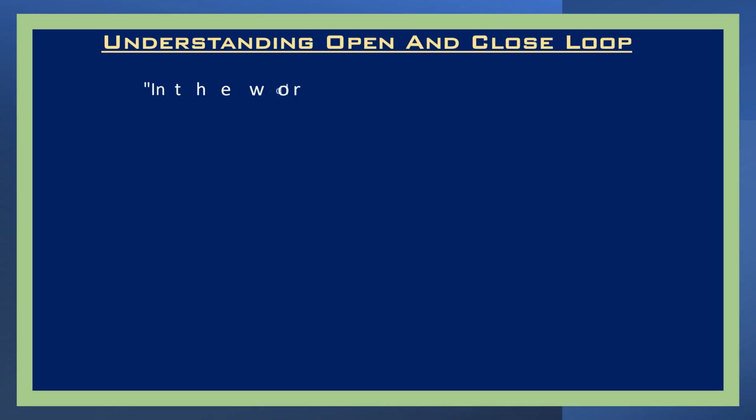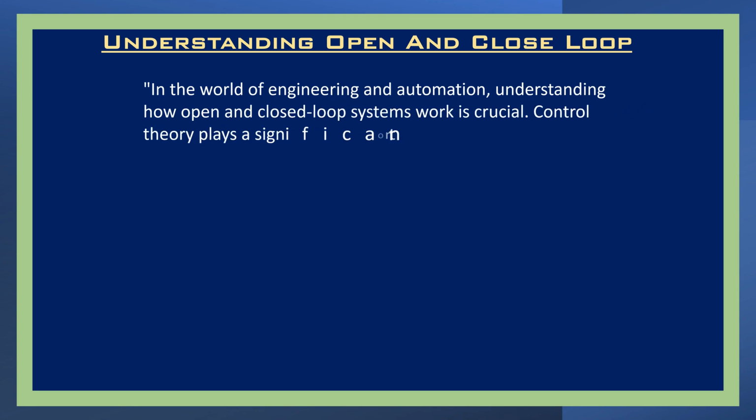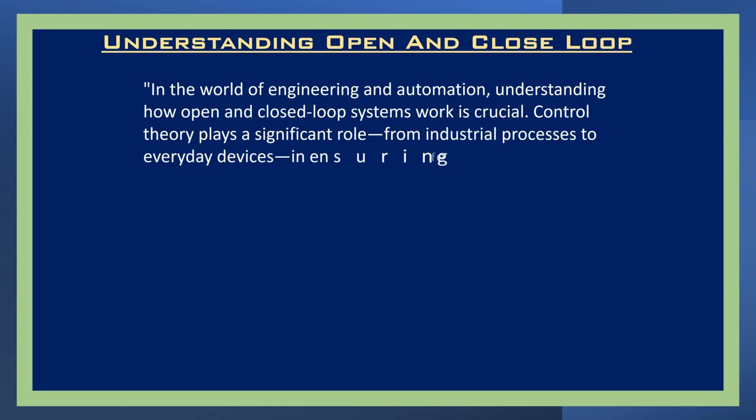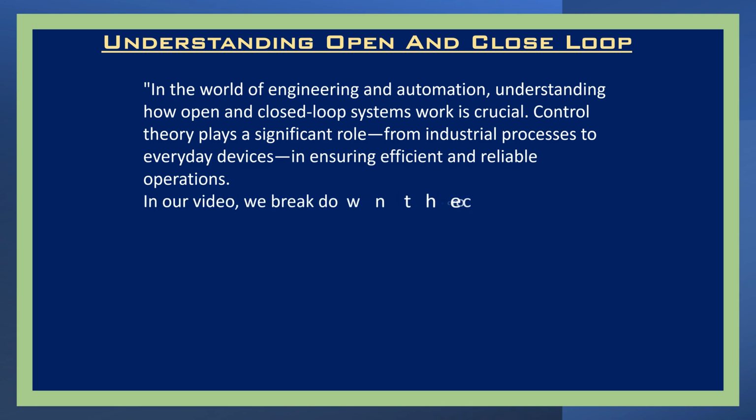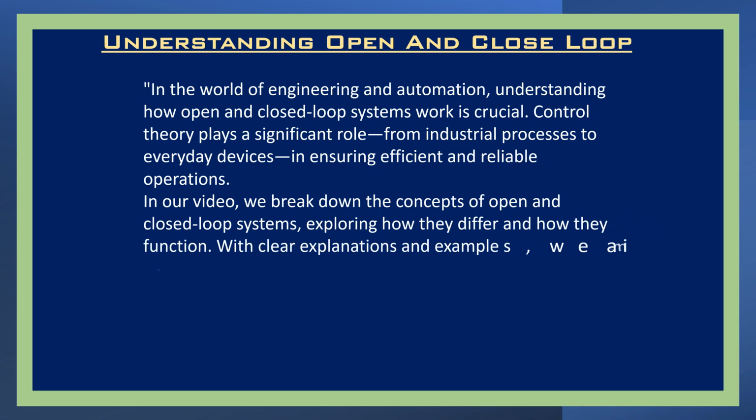In the world of engineering and automation, understanding how open and closed-loop systems work is crucial. Control theory plays a significant role, from industrial processes to everyday devices, in ensuring efficient and reliable operations. In this video, we break down the concepts of open and closed-loop systems, exploring how they differ and how they function, with clear explanations and examples to help you grasp the fundamentals of control theory.